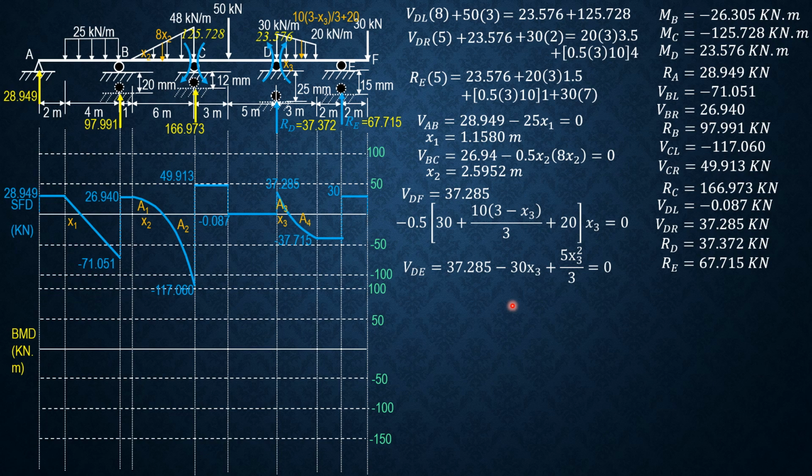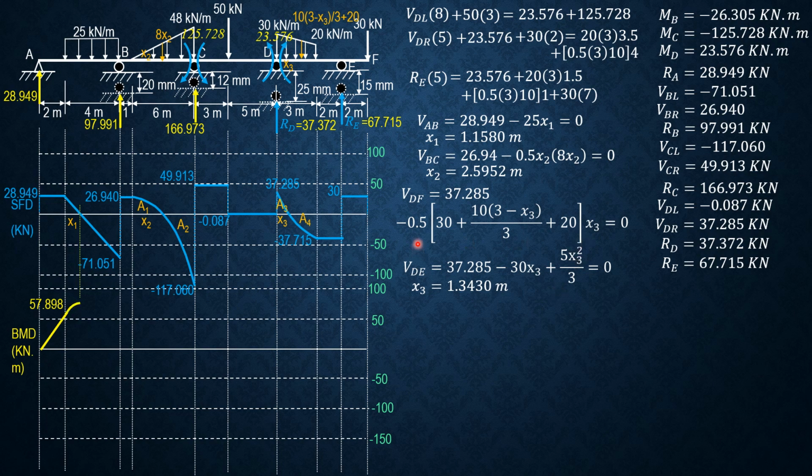Therefore, shear in DE is 37.285 minus 1 half, or 0.5, of the quantity 30 plus 10 times 3 minus x3 over 3 plus 20, then times x3, equals 0. So simplifying, shear DE is 37.285. So we have 30, 10 times 3 over 3, 10 plus 20 is 60, negative 0.5 of 60 is negative 30 times x3. So minus 30 x3.